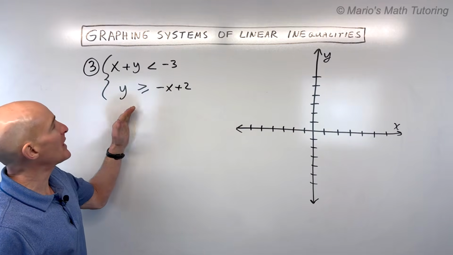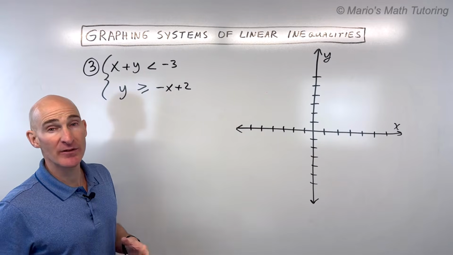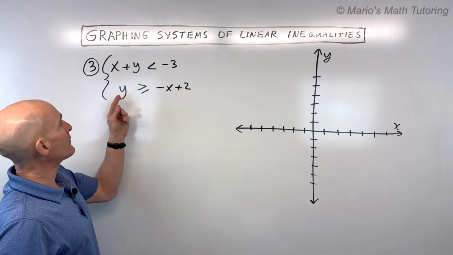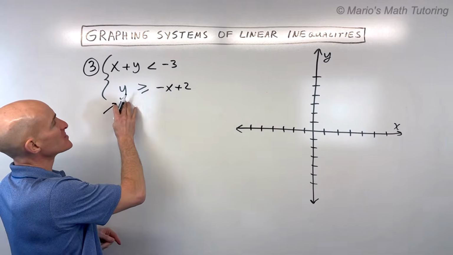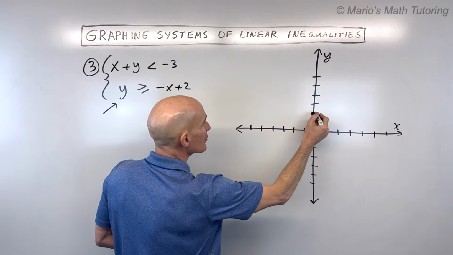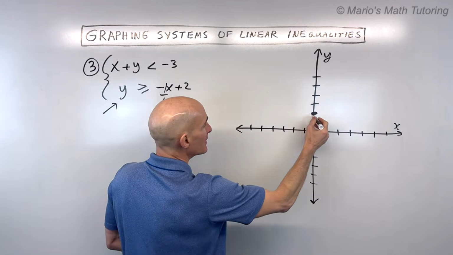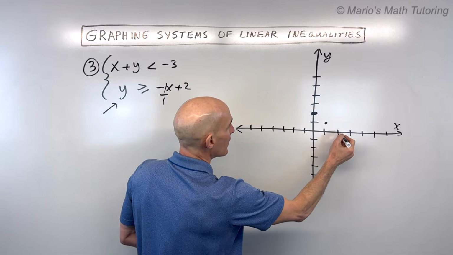Let's look at number 3 now. We want to find out what the solution is to this system of inequalities. So let's start by graphing this bottom one here first. So this is already in the slope-intercept form. The y-intercept is 2, so it's going to cross right here. The slope is negative 1, which we know is like negative 1 over positive 1, so down 1 over 1.